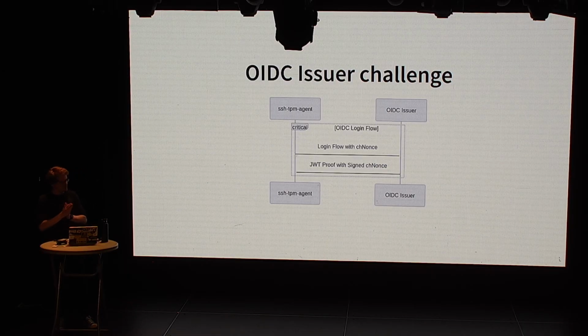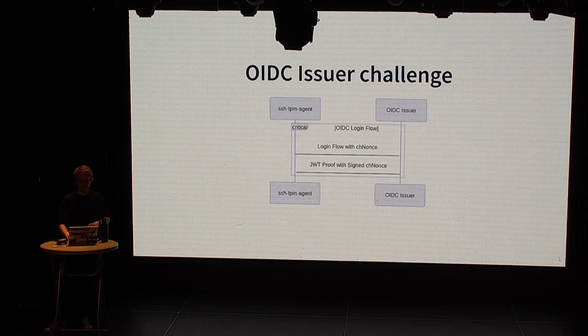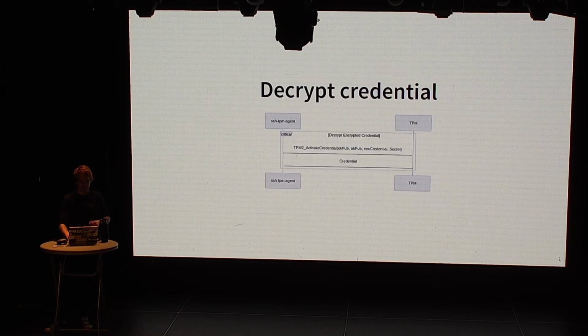OpenID issuer challenge, that's the agent connecting to the OpenID Connect issuer. So we do the login flow with the nonce that we set ourselves, and we get the JWT proof back, which is signed by the OpenID Connect service or provider.